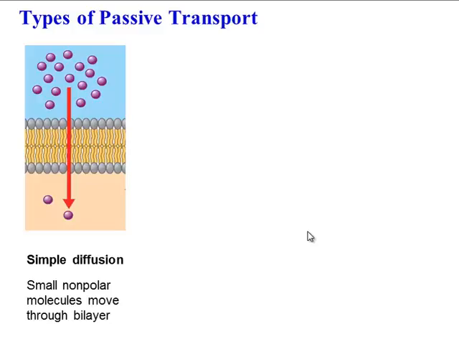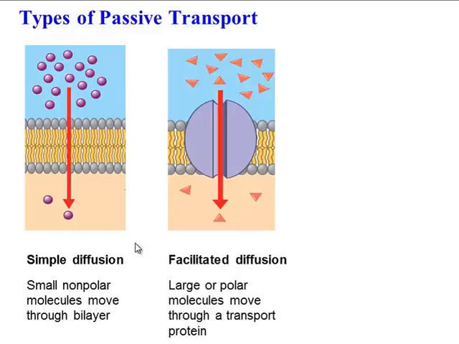The first type is simple diffusion. This is what small nonpolar molecules do, molecules that can squeeze right through the bilayer. If you are a large or polar molecule, however, you can still diffuse, but you have to diffuse through a transport protein, through this channel protein. Again, it doesn't take energy because the molecules are moving from high concentration to low concentration. It's just that they need a special passageway to do it, and the protein does that job.